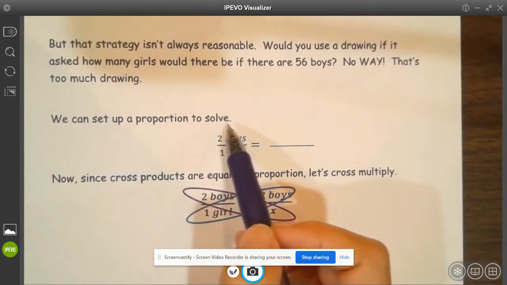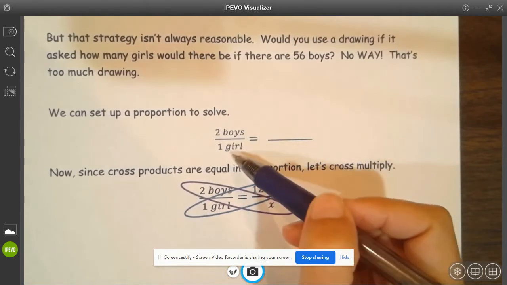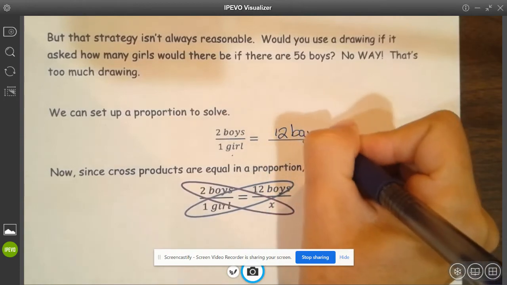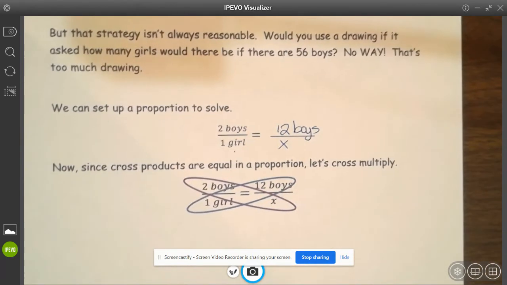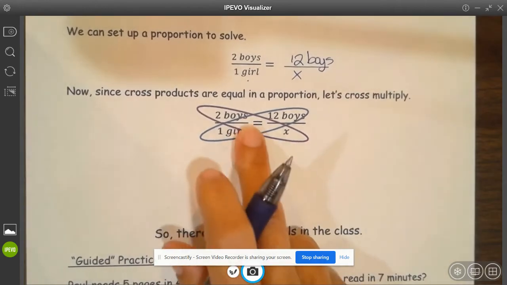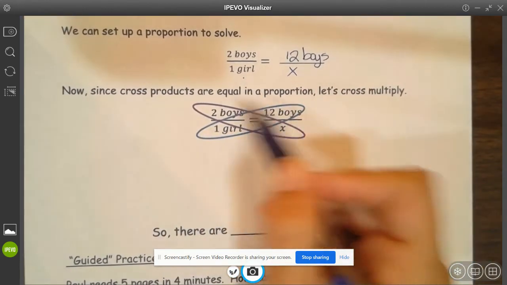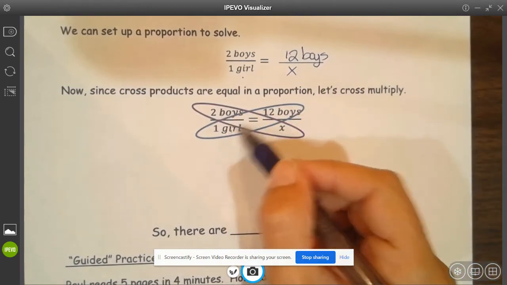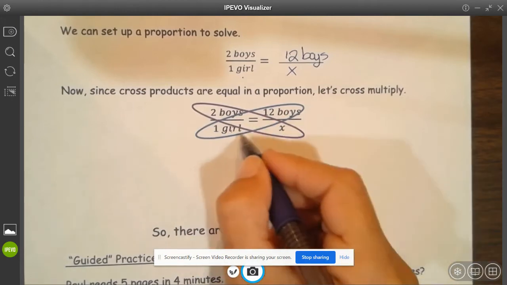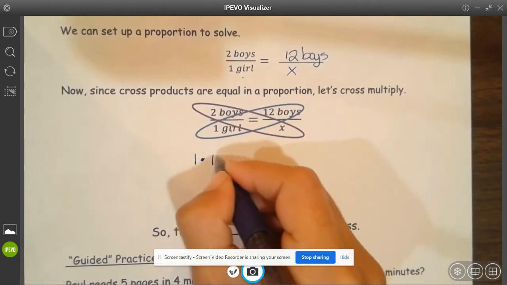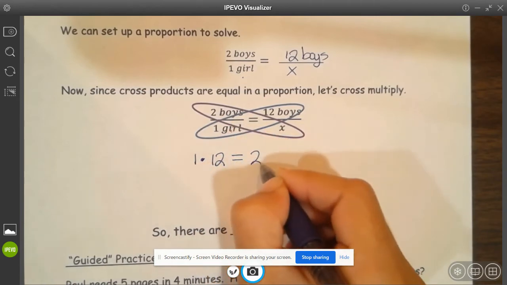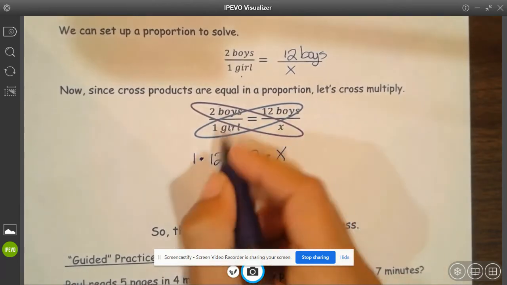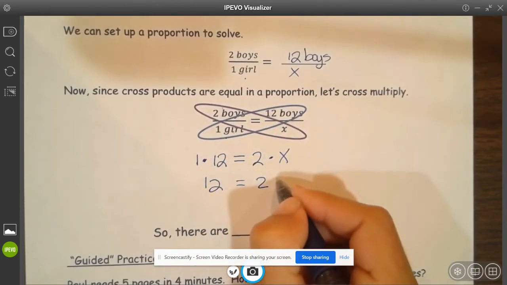So we can set up a proportion to solve instead. For 2 boys, there's 1 girl. Okay, so how many girls would there be if we had 12 boys? We use cross multiplication. So there is a method called the butterfly method. So you multiply this times this and this times this. And then you divide. So 1 times 12 equals 2 times x. So this times this, that times that. 1 times 12 is 12 equals 2 times x is 2x.